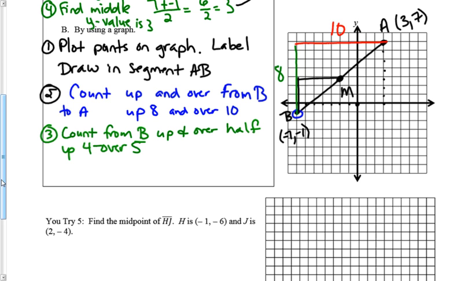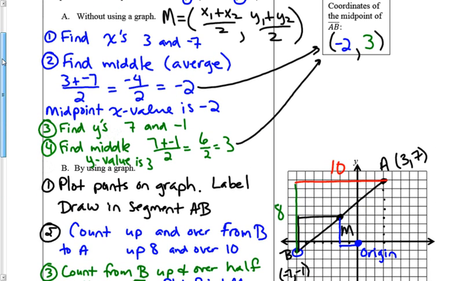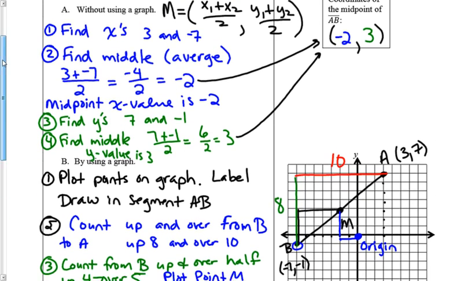Again, from this place, I'm going to start at the origin, and I am going to label that point, which is left 2 and up 1, 2, 3. So my last step is, after I plot that point, from the origin, find the coordinates. And hopefully this is what we got earlier. Let's go back and look. And it is. We got -2, 3 as coordinates of the midpoint.